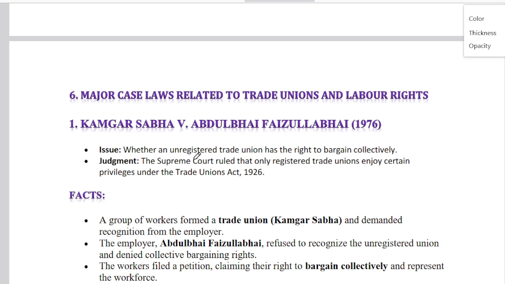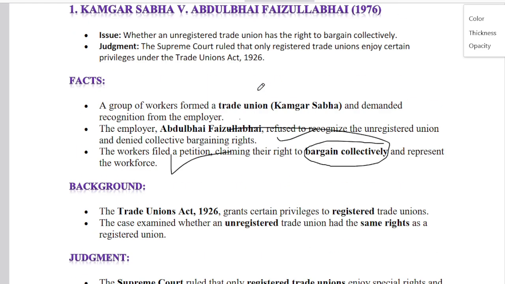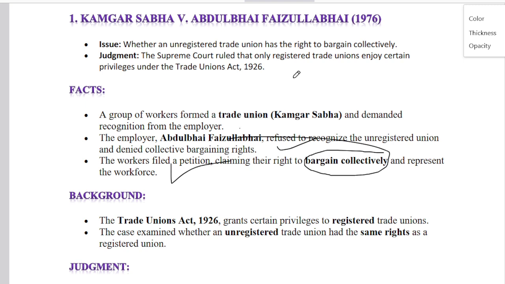The issue was whether an unrecognized trade union has the right to bargain collectively. The fact of this case was that the trade union demanded recognition from the employer. The employer, Abdullah Faizbhai, refused to recognize the union and denied the collective bargaining rights. So the workers filed a petition claiming their right to bargain collectively.